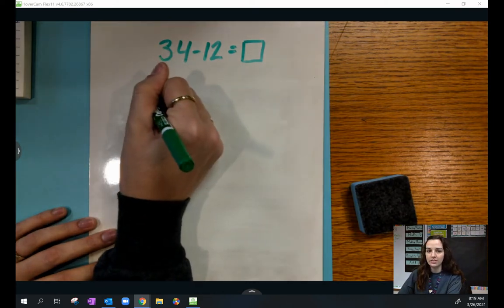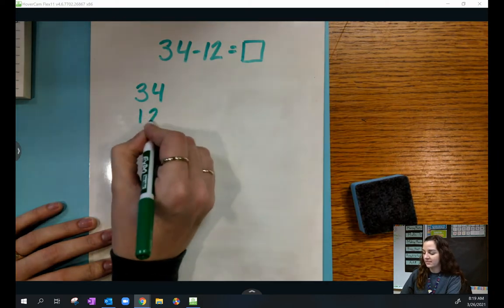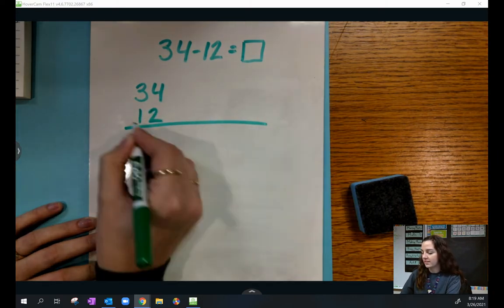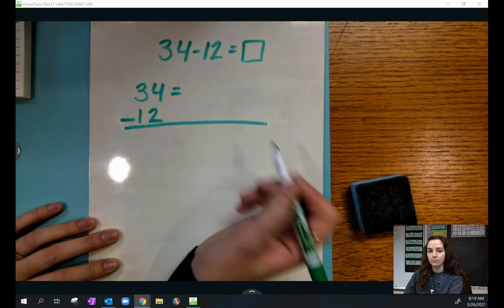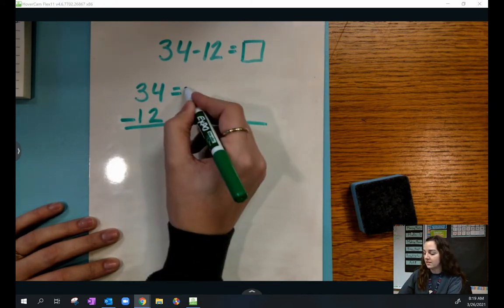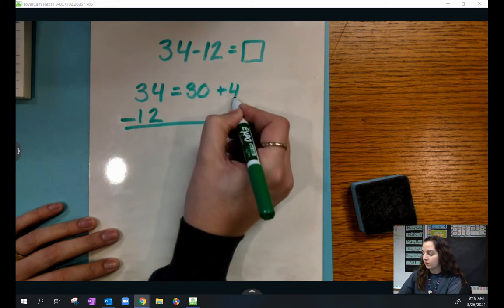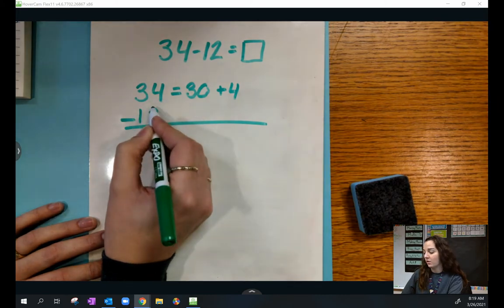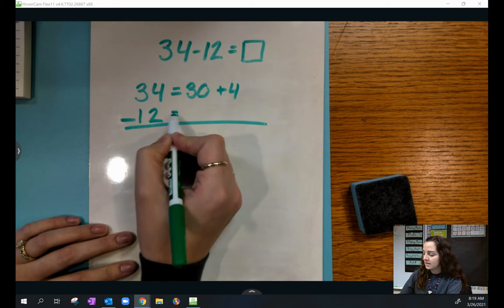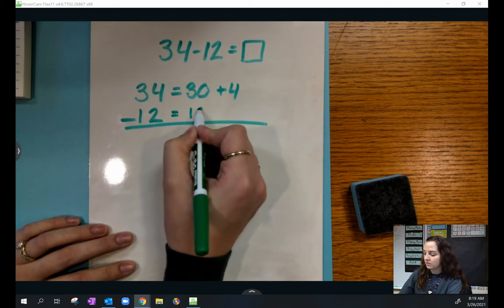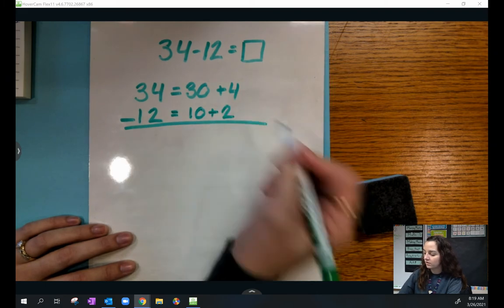So in subtraction, we set it up like this. We write the first number, second number, and we are subtracting it. But then we need to expand these two numbers out. So 34 is expanded into 30 plus 4. So that's our tens place value and our ones place value expanded and separated out. For this number, our tens place value is 10 and our ones place value is worth 2.